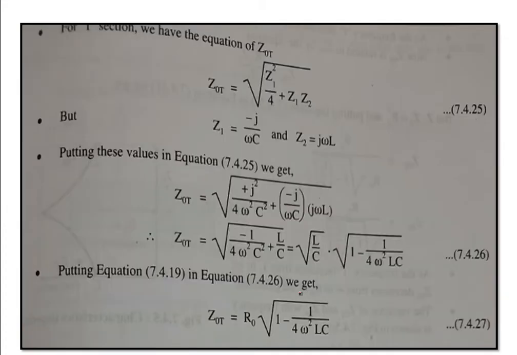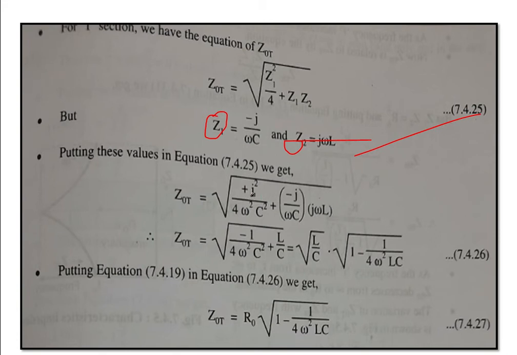Then for the T section we have Z0T, which we know is equal to root of Z1 square upon 4 plus Z1 Z2. In the case of the T section, we substitute the values of Z1 and Z2 in this equation, so that Z0T is equal to root of Z1 square upon 4 plus Z1 Z2.